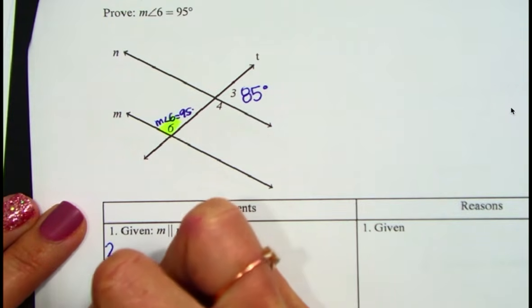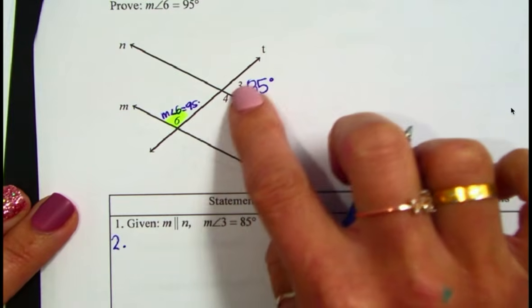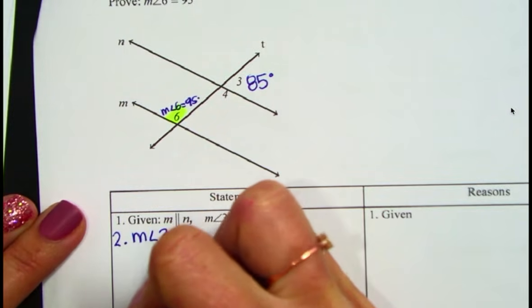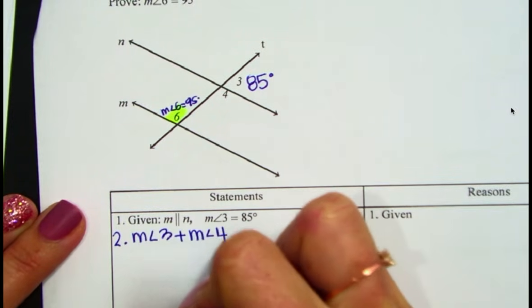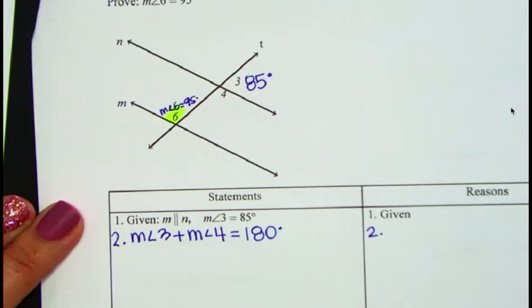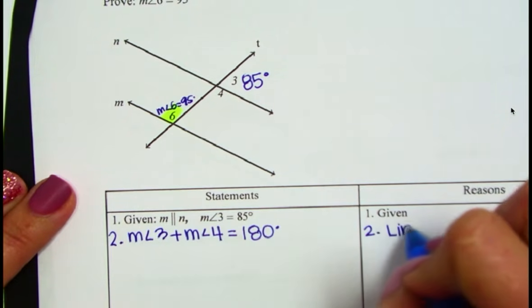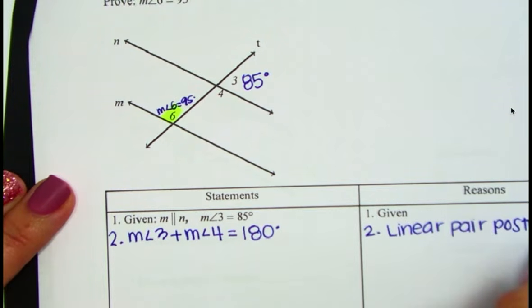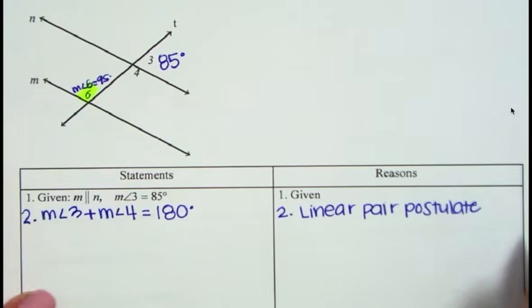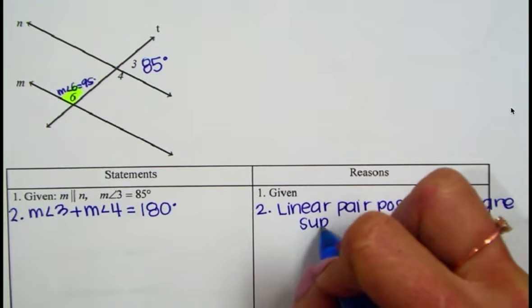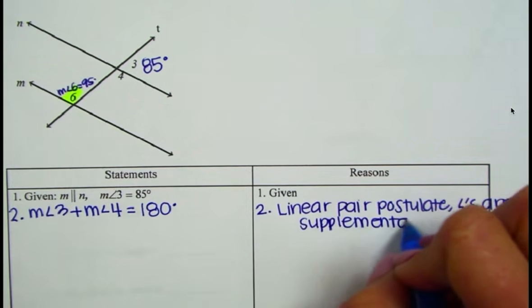Okay, so the first thing I'm going to do is I'm going to set up an equation for angle 3 and angle 4 without using any angle measures. So we say the measure of angle 3 plus the measure of angle 4 is equal to 180 degrees. And the reason for that is that angle 3 and angle 4 are a linear pair. Okay, so we have our linear pair postulate that says the angles are supplementary. So that's my reason for setting up that equation.